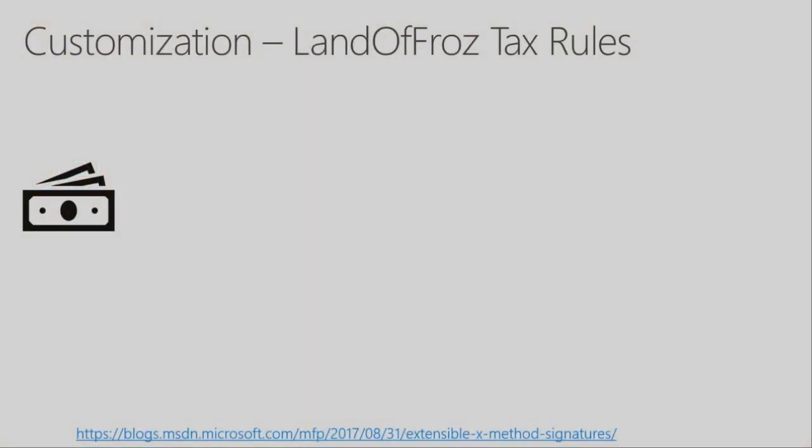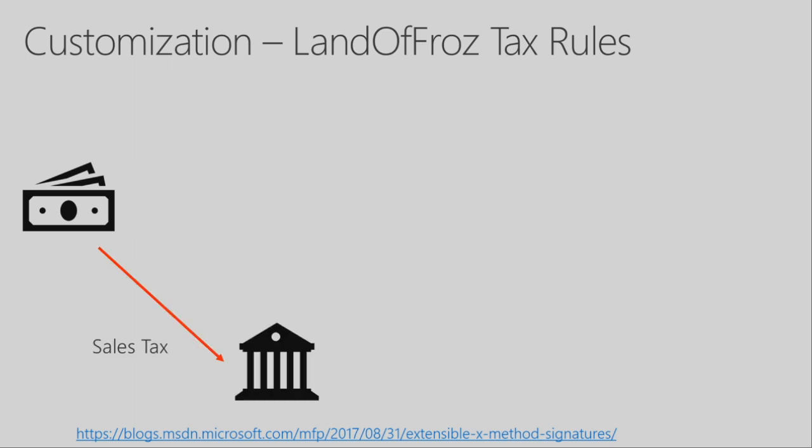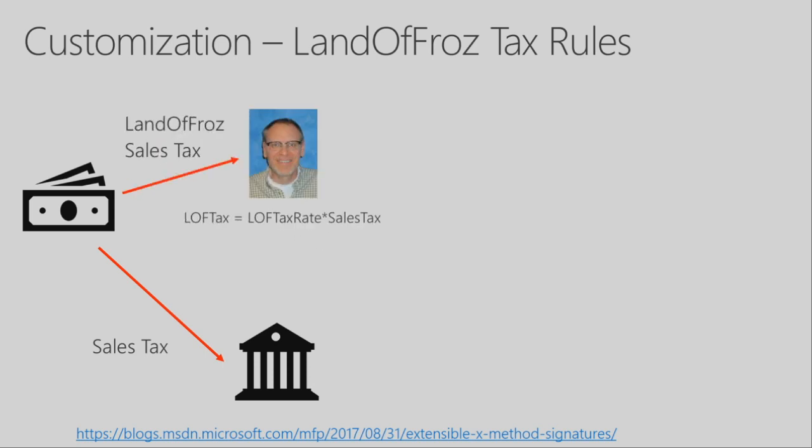A typical scenario is somebody buys something, pulls some money out of their wallet, and you have sales tax going to the government. We're going to have a new type of tax to a special place in Minnesota called the Land of Froz. And the Land of Froz, who has an emperor, it's kind of a special kind of organization there. It gets a little cut out of all these sales. And the Land of Froz tax is a percentage of the sales tax that would go to the rest of the government. That's the idea here.